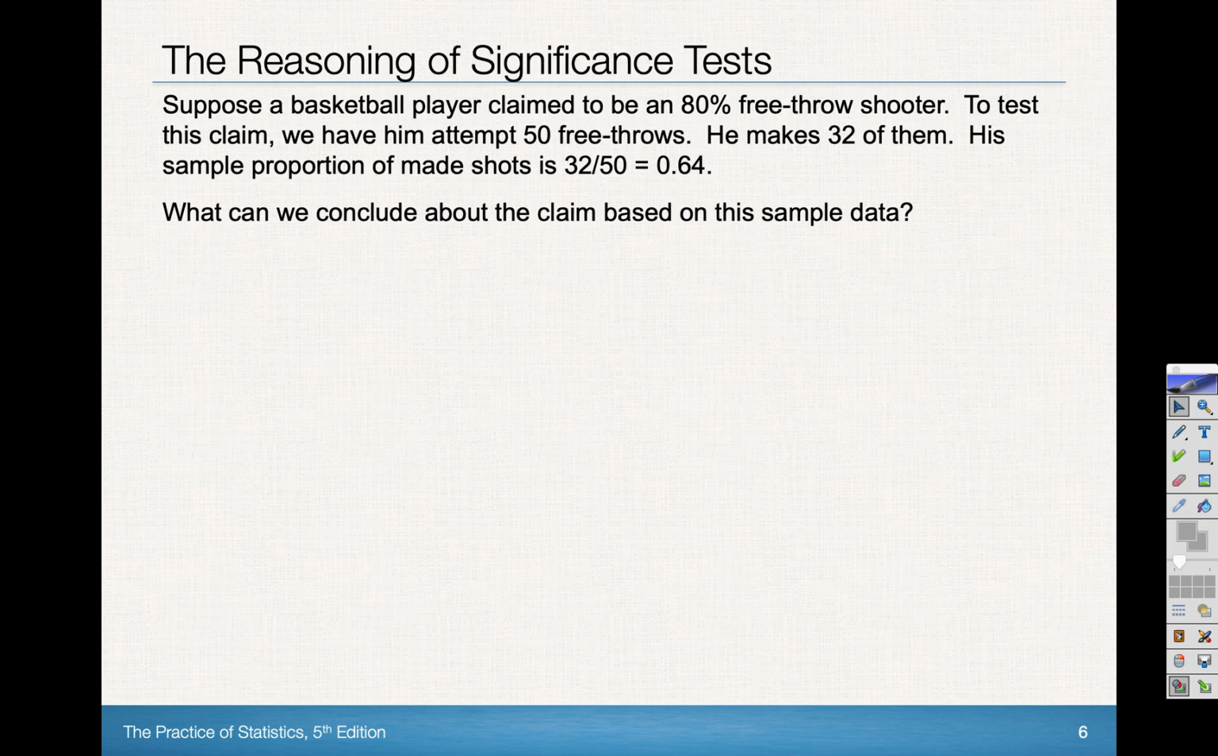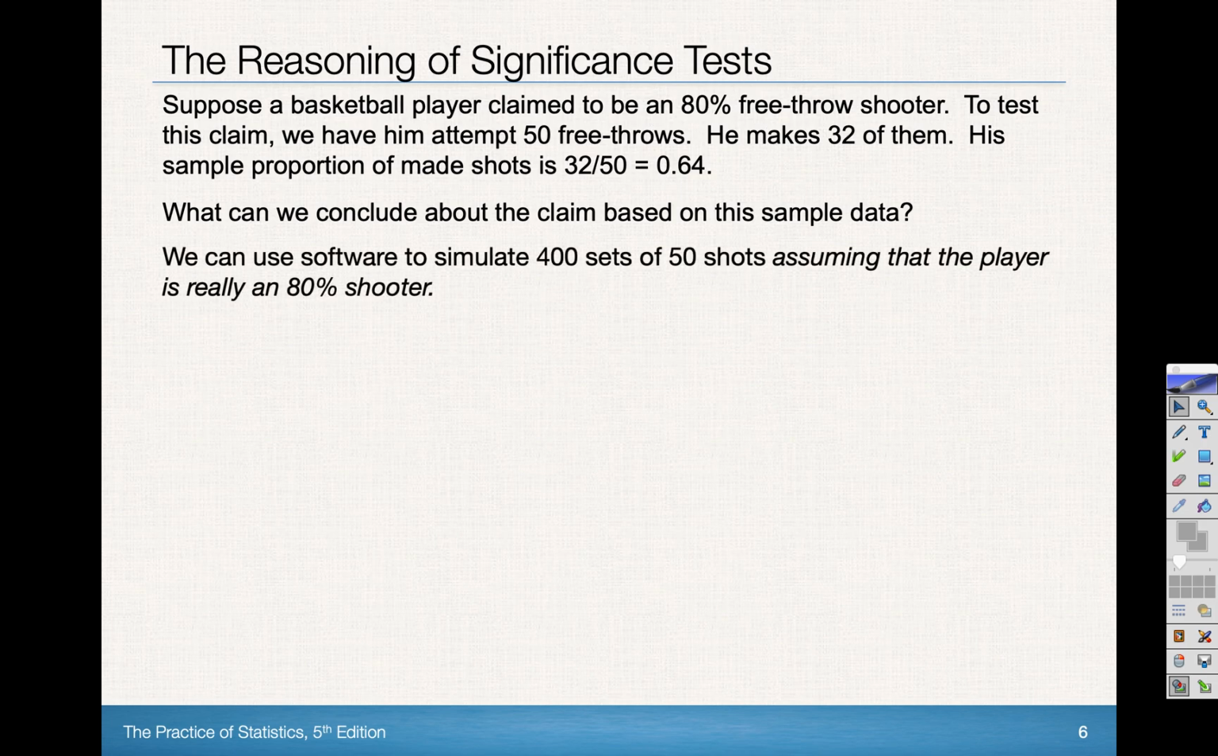What can we conclude about this data based on this sample? Well, instead of looking at a single sample of 50 shots, we're going to use a simulation. And this simulation is going to take 400 samples of size 50 of a person who really is an 80% free throw shooter. So you don't know if I'm an 80% free throw shooter. I'm just making that claim.